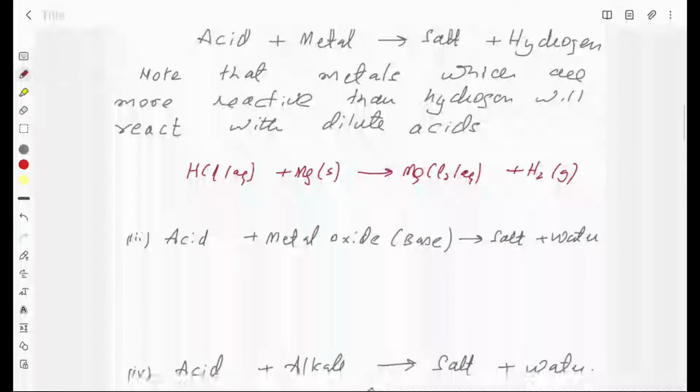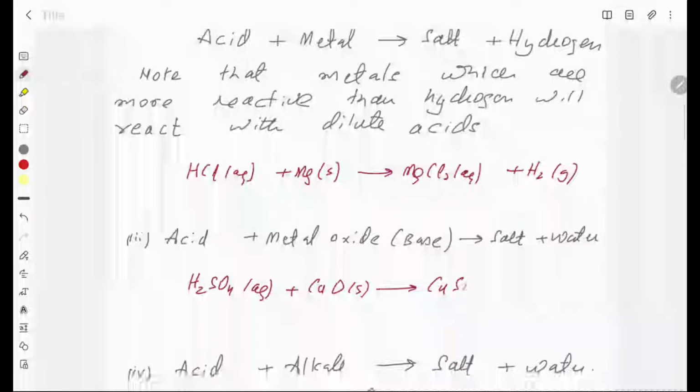Acids react with metal oxides to give you salt and water. Metal oxides are bases, and I can give you one example. For example, sulfuric acid reacts with copper oxide to give you copper sulfate and water.